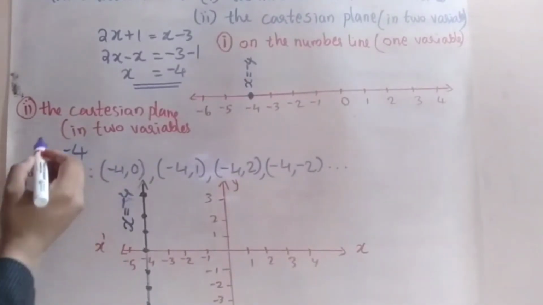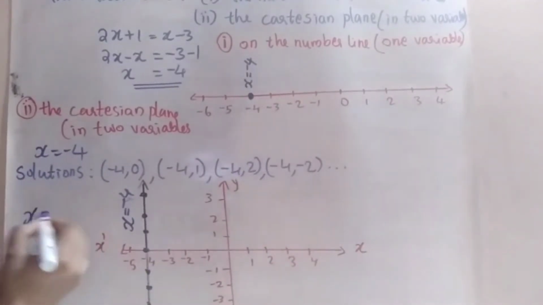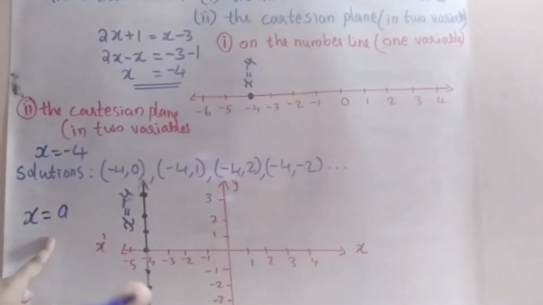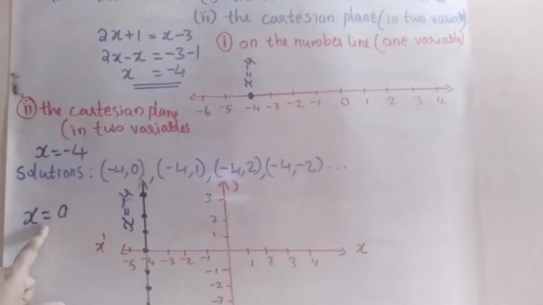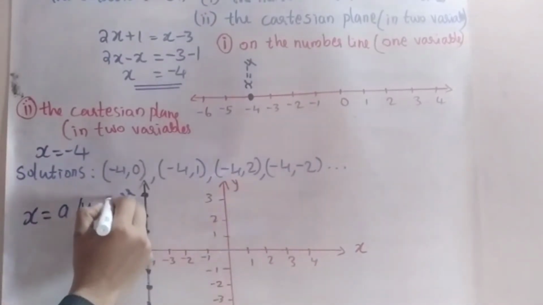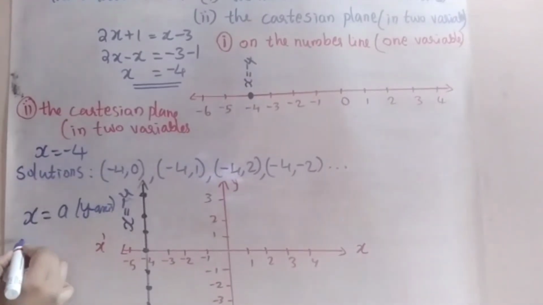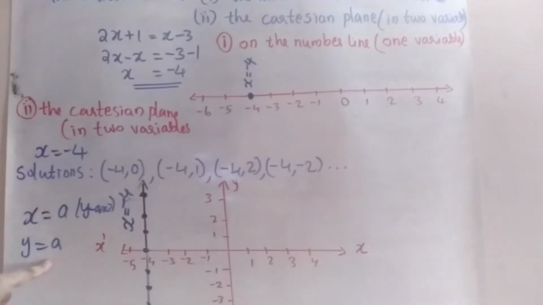And if the equation is in the form x equal to something, here x equal to minus 4, the graph should be parallel to the y-axis. If the equation is like y is equal to 1, y is equal to 2, y is equal to minus 4, like that, then this type of equation should be parallel to the x-axis. Clear? So this is the method of how to answer this type of question.